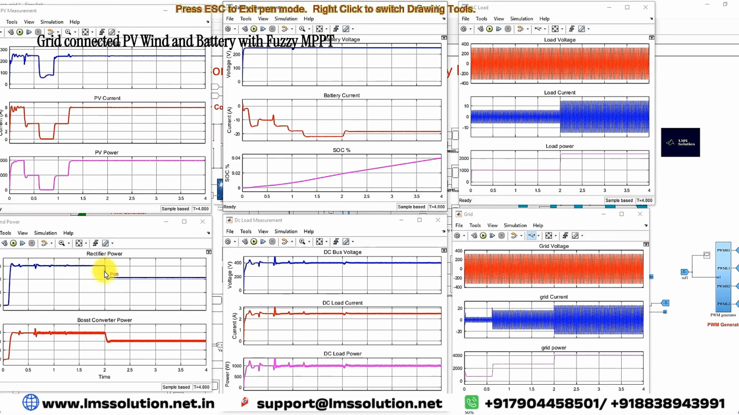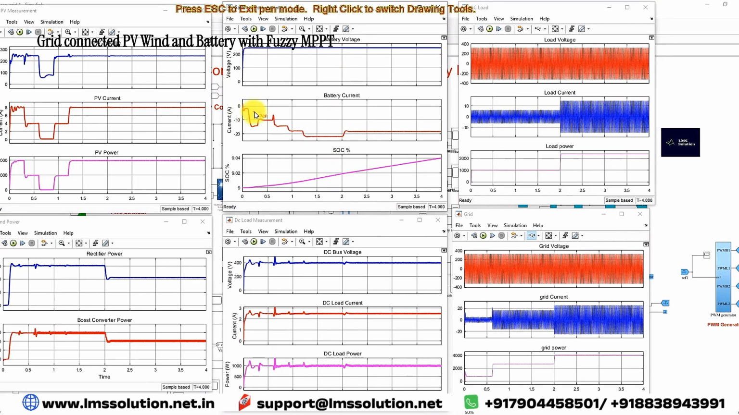After 2 seconds, the wind speed changed from 12 meters per second to 10.8 meters per second. Because of that we are getting around 2100 watts. This is the variation of boost converter power of the wind energy conversion. Next you have to see the battery voltage, and then the battery current and SOC of the battery.